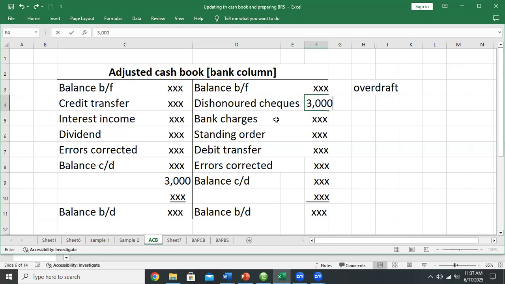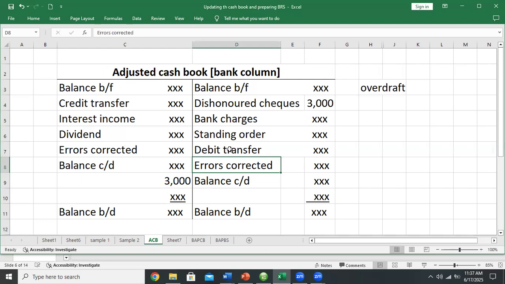So that's why we have this dishonored check here. Now for the errors, depending on what happens, okay, the error may be corrected at the credit side or the debit side. Okay.